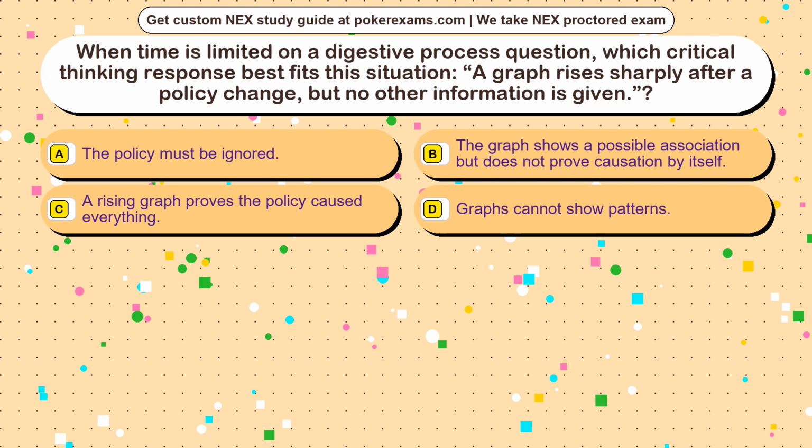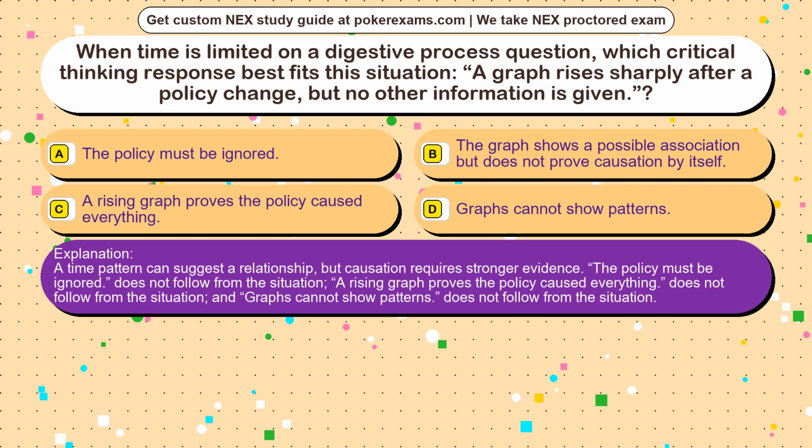The correct answer is option B. A time pattern can suggest a relationship, but causation requires stronger evidence. The policy must be ignored does not follow from the situation. A rising graph proves the policy caused everything does not follow from the situation, and graphs cannot show patterns does not follow from the situation.